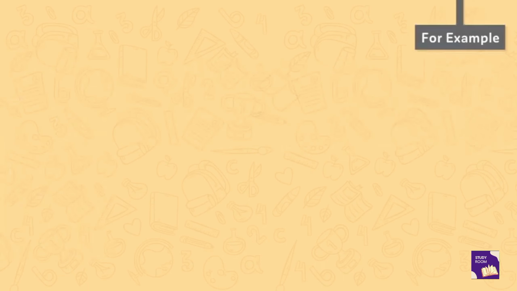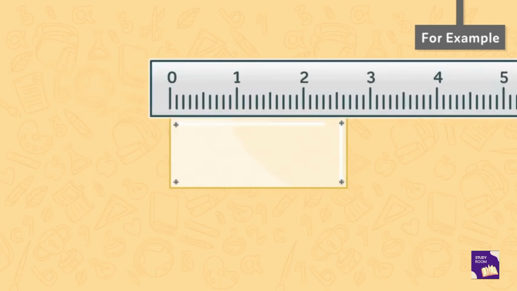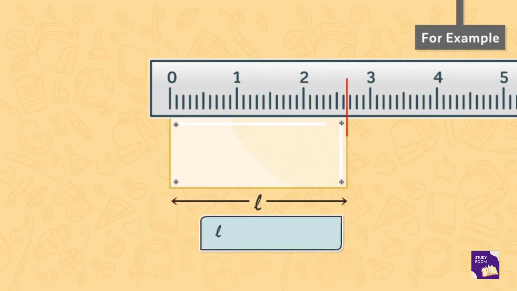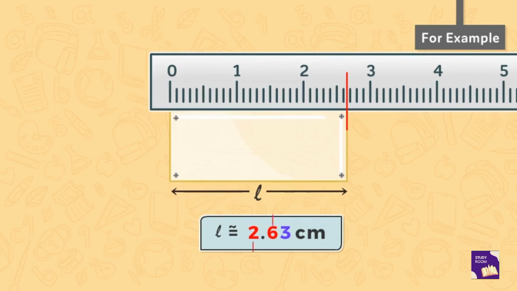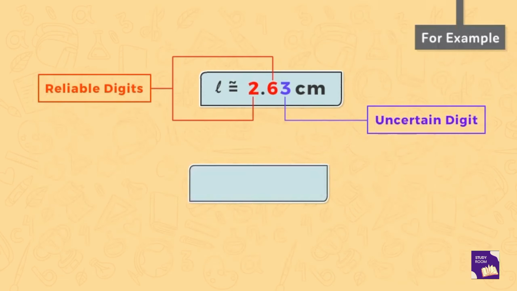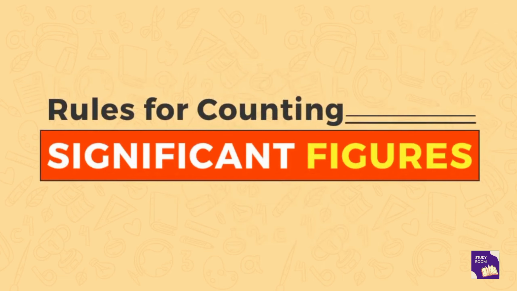For example, if we measure the length of a glass plate using a scale, depending on the instrument used to measure, let's suppose this length lies somewhere between 2.6 cm and 2.7 cm, and we finally conclude the length as 2.63 cm approximately. In this measurement, the digits 2 and 6 are reliable, but the digit 3 is uncertain and represents an approximation. Therefore, the combination of all the reliable digits and the first uncertain digit is known as significant figures. Let's understand the rules for counting significant figures.